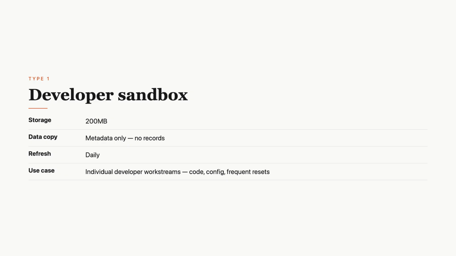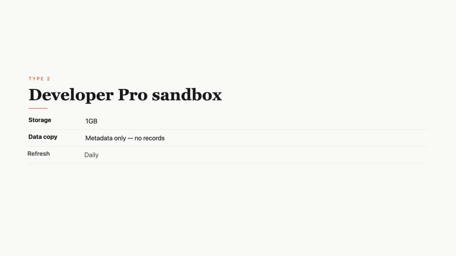Developer Pro expands storage to 1 gigabyte while keeping the same metadata-only copy and daily refresh cycle. Use Developer Pro when the 200 megabyte limit becomes a real constraint, typically in orgs with large numbers of custom objects, dense Apex code bases, or extensive metadata from managed packages.